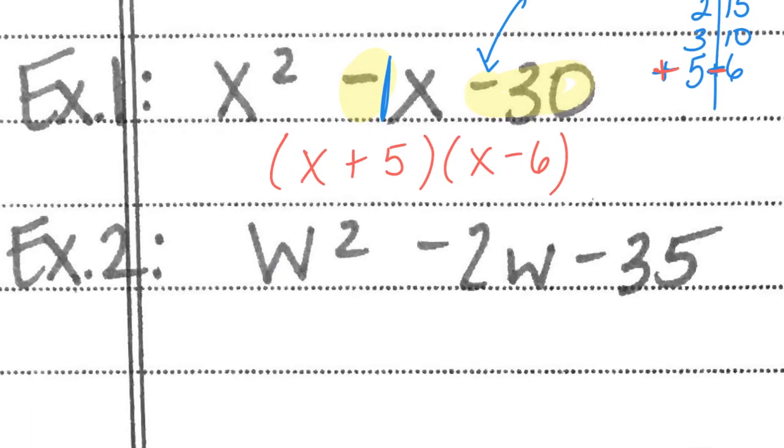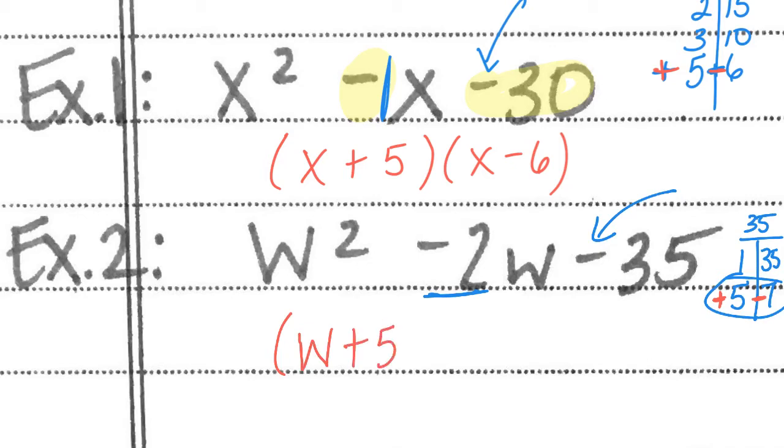Moving on. The factors of 35 that have a difference to give me a negative 2. Well, 35 doesn't have as many factors. 1 and 35, 2, 3, 4, hey, 5 and 7. Those will subtract to give me 2, where I know the 7 has to be negative and the 5 has to be positive. So w plus 5 times w minus 7.